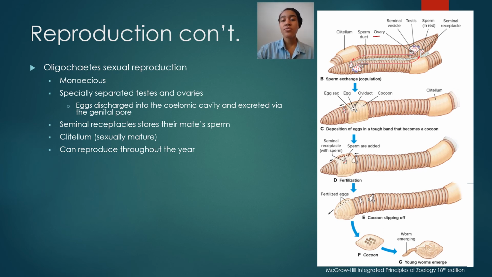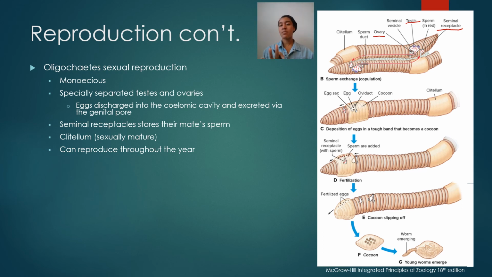But they have their ovaries and their testes that are nearby to each other, and they have something else called a seminal receptacle. The seminal receptacle is responsible for storing the sperm from their mate until they're ready to undergo fertilization. In the case of the ovary, the eggs are produced by the ovary and then put into the coelomic cavity. And then once the organism is ready to undergo fertilization, they will release their eggs from the coelomic cavity through the genital pore into the environment.